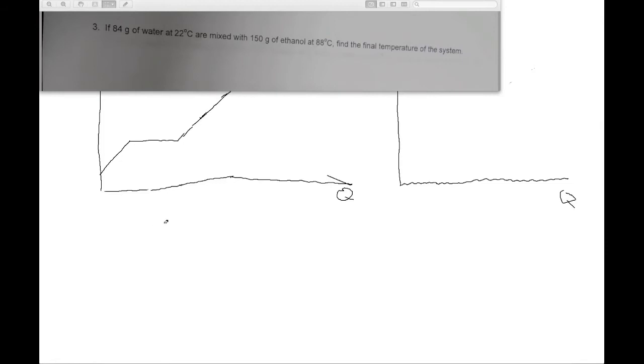If 84 grams of water at 22 degrees Celsius are mixed with 150 grams of ethanol at 88 degrees Celsius, find the final temperature. So they're looking for TF. And we can predict that the answer is going to be in between 22 degrees and 88 degrees Celsius. That's a good prediction. So now we would have to do 0 is equal to the summation of the Q's, where 0 is equal to M1C1 delta T1 plus M2C2 delta T2.